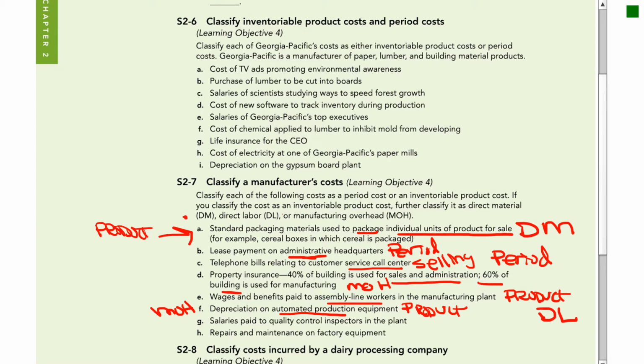Letter G, salaries paid to quality control inspectors in the plant. Well, guess what? Because it's in the plant, anything in the factory in the plant is product. So we're going to say that's a product cost, and we're also going to say that's overhead because that's going to be indirect, not easily traced to the final product. Finally, repairs and maintenance on, notice it says factory. Again, anything in the plant or factory is a product cost. So letter H is also product, and this is going to be indirect type of stuff, repairs and maintenance. So you're also going to say manufacturing overhead.